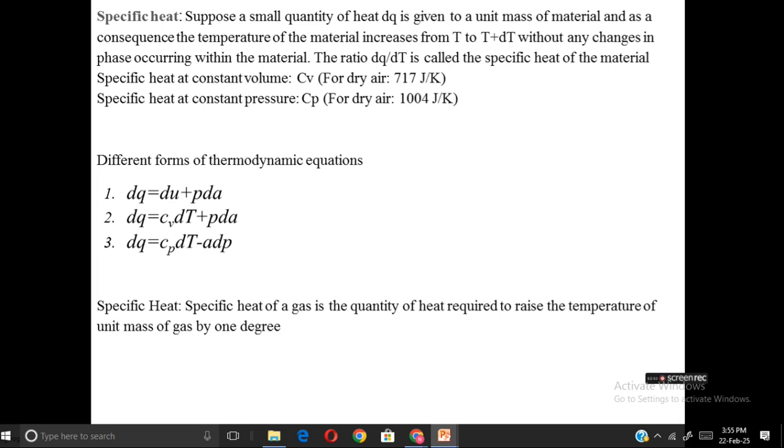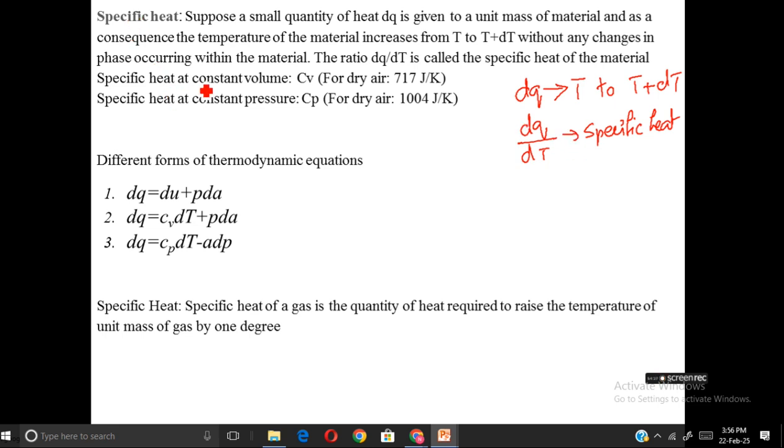Suppose we are supplying a small quantity of heat dQ to the system, we supply the heat, and the temperature of the system increases from T to T plus dT. Then the ratio dQ by dT is known as the specific heat. The amount of dQ by dT is basically specific heat.